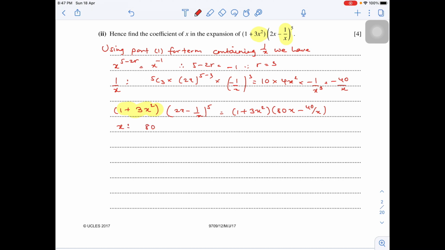So collecting terms with x only, I can write 1 times 80x plus 3x squared times negative 40 over x. 80x minus 120x is negative 40x. Therefore, coefficient of x is negative 40. Let's try the next one.